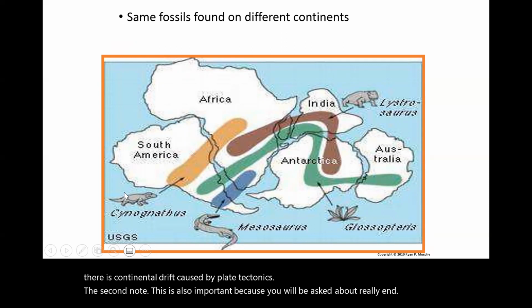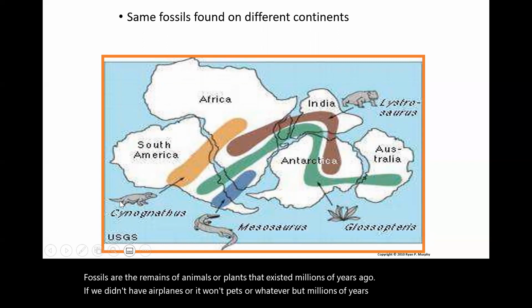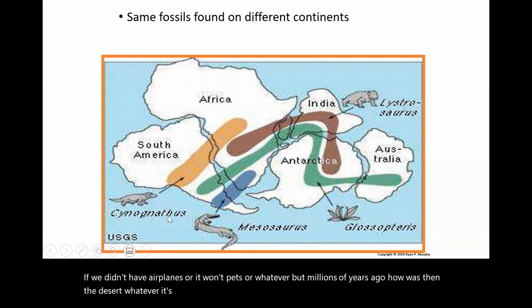Fossils. Fossils are the remains of animals or plants that existed millions of years ago. And if we didn't have airplanes, but millions of years ago, how then was this animal, Cynognathus or whatever it's called, and this one, and this plant and this animal, found in these 2 continents?